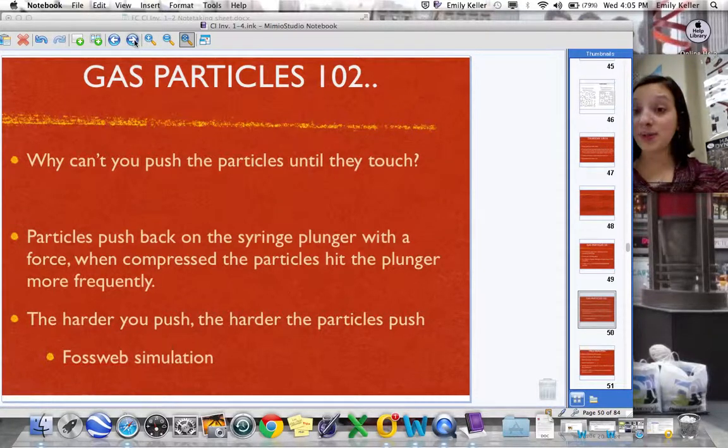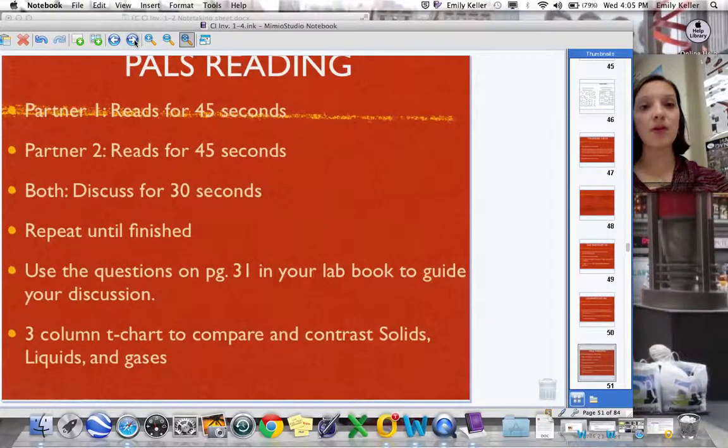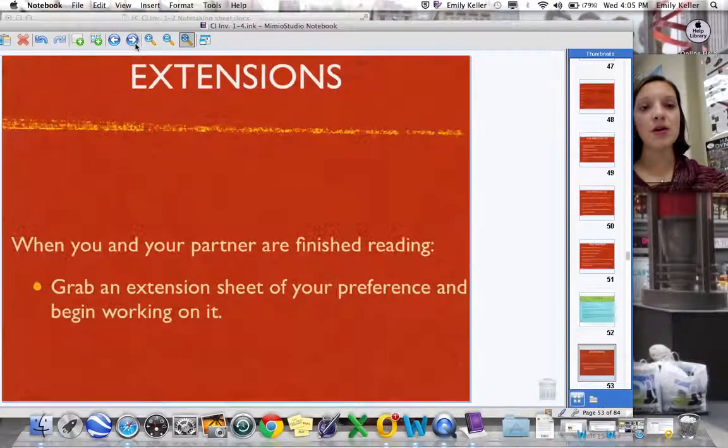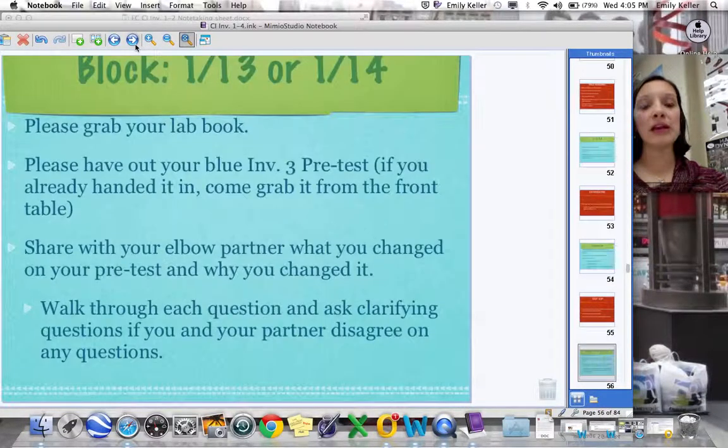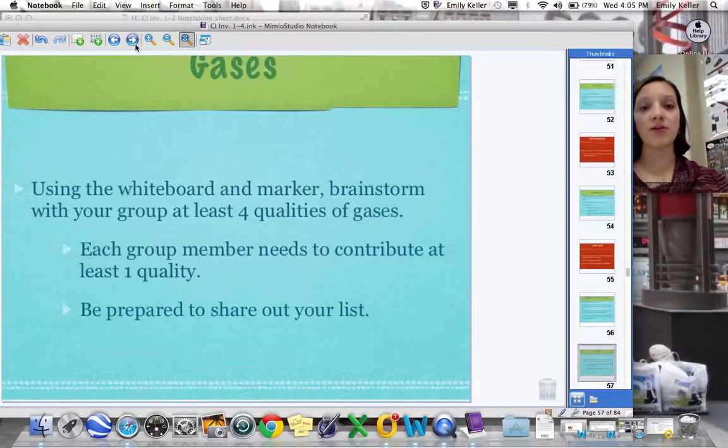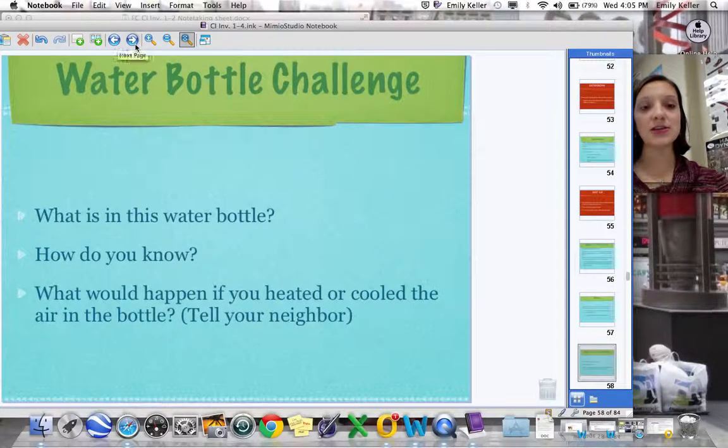So that's gas particles 101. Main ideas about gas particles: we know that they can be compressed, they can be forced into a small space, and they take up space, and there's spaces between the particles. So, moving right along, you are reading in your green book, and those pages are on your video note-taking sheet.